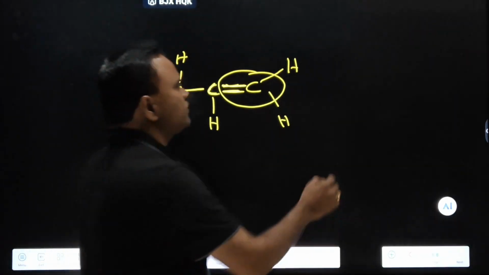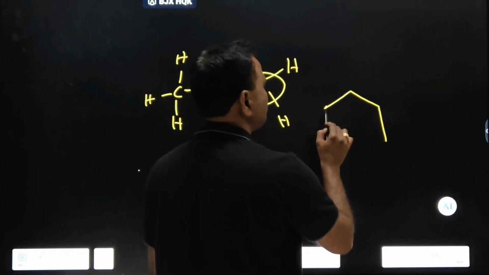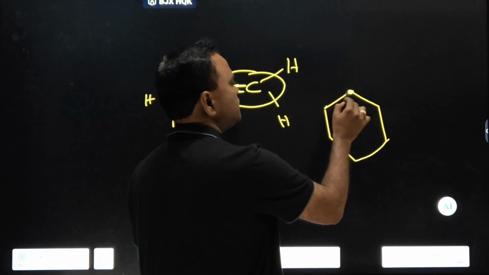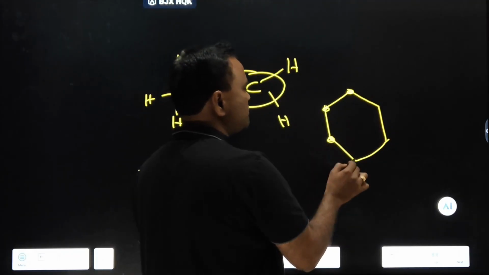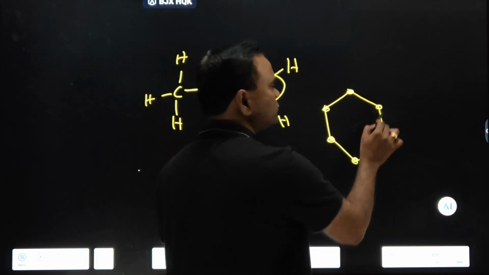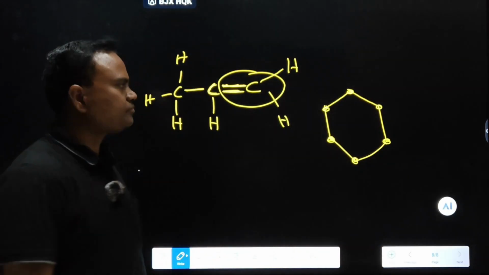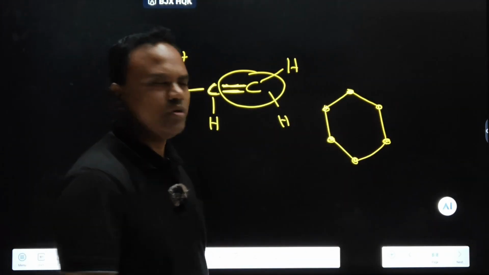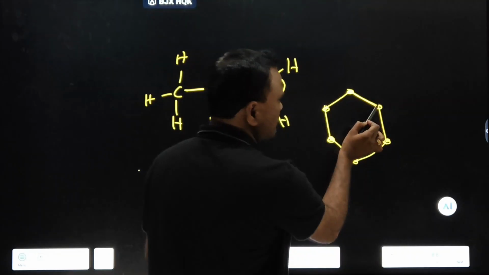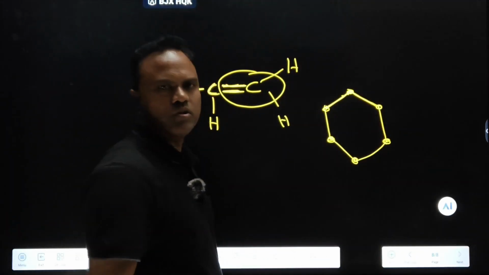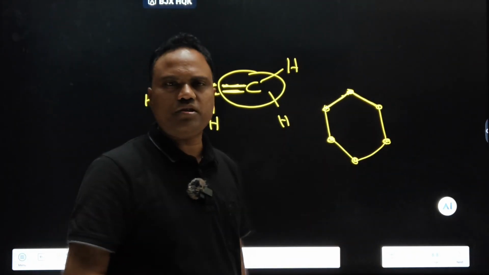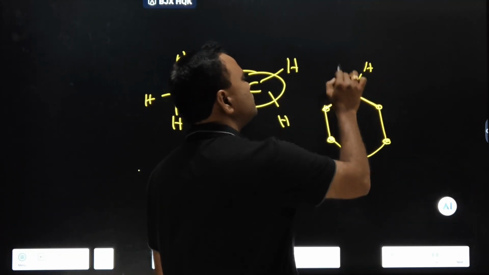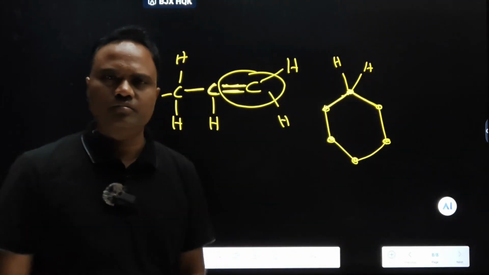Okay, if you take one cyclic structure, each point of intersection represents carbons. Okay, this carbon is connected to how many bonds? This is one bond and this is one bond, 2 bonds. So 2 more bonds should be present now. So we have to keep 2 hydrogens here. You have to imagine 2 hydrogens.